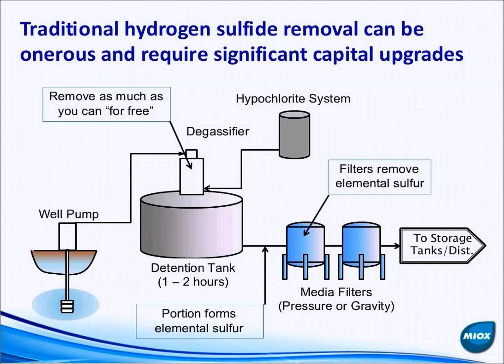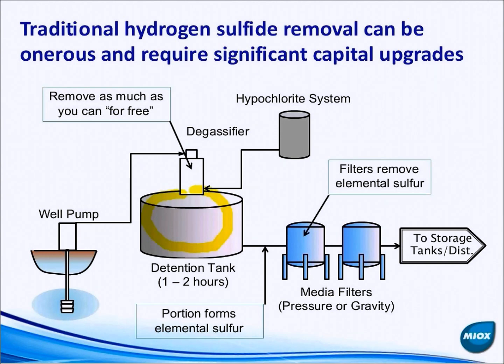So now why is that important? If you're looking at a new system, for example, and you're going to attempt to address hydrogen sulfide in your groundwater, this is a typical flow scheme that you would probably be looking at. You would come out of the well, and you're going to be purchasing a degasifier possibly to remove as much of the hydrogen sulfide as you can, in essence, for free. Go to a detention tank underneath that, which will be sized for 1 to 2 hours.